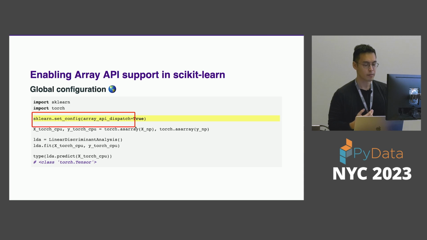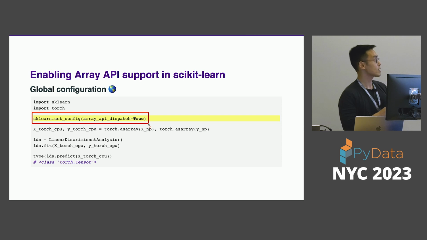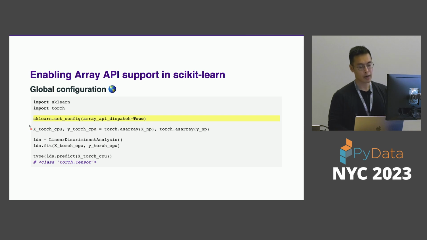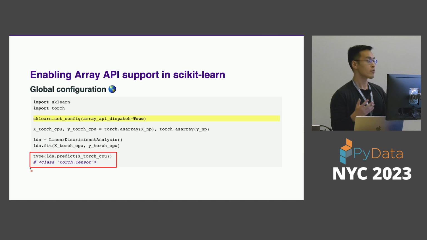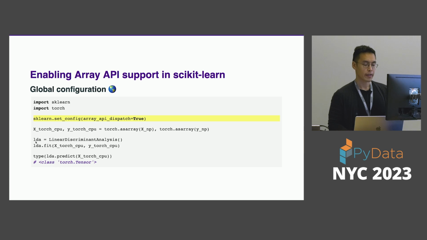There's a global configuration. Scikit-learn has a global configuration object, and you can configure it by calling set_config with array_api_dispatch equal to True. You can see here that I'm creating PyTorch arrays on CPU, and if I pass this to LinearDiscriminantAnalysis, at the end you get a PyTorch tensor. So it's using all the operations that PyTorch provides to do this computation. So that's one way.